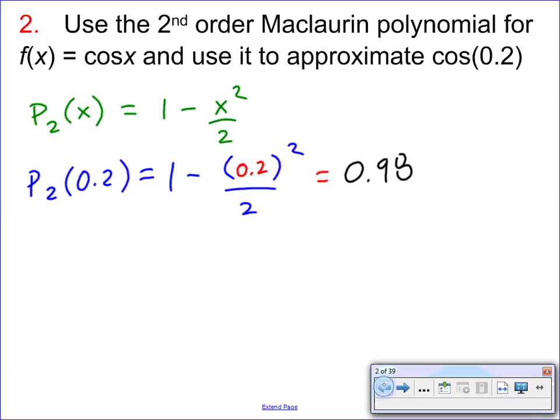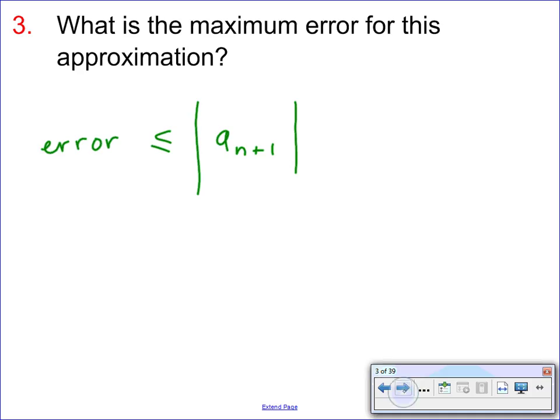Because this was a second order, we would first go to the third order. But the third order, we saw, has a 0 coefficient, so that won't do us any good. We need to go one more. We need to go to the 4th degree term. That's okay. I know the next term in this cosine series will be plus x to the 4th over 4 factorial. So I know my maximum error.